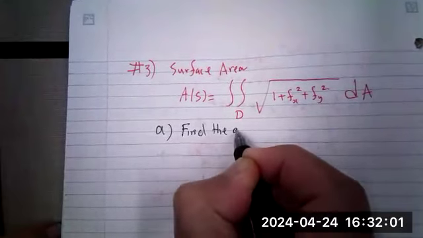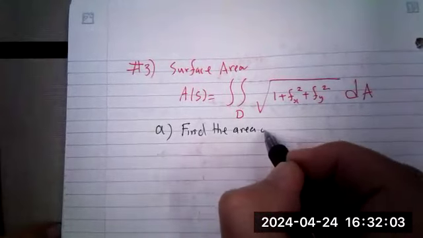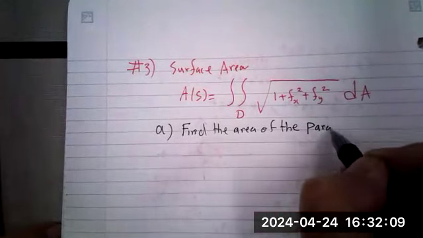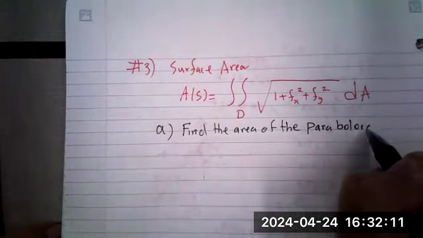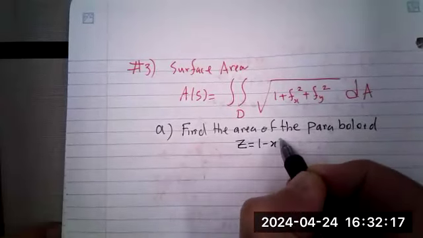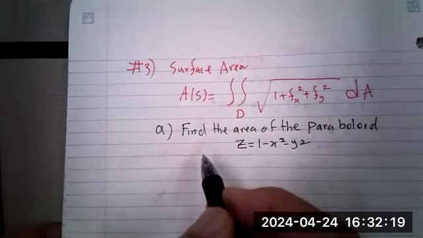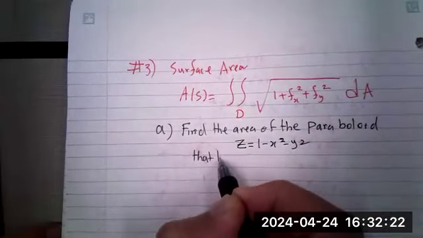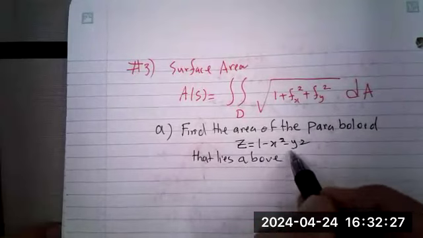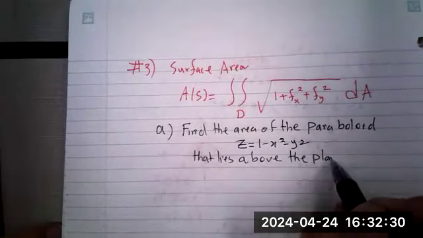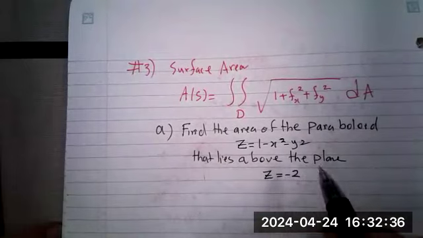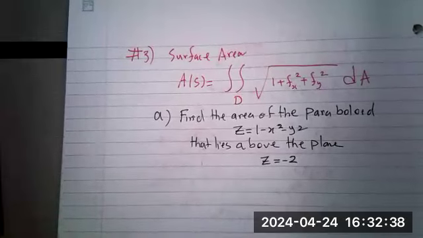Find the area of this paraboloid, with the equation z equal to 1 minus x squared minus y squared, that lies above the plane z equal to -2. We get this one done.